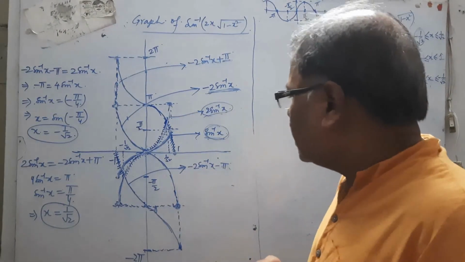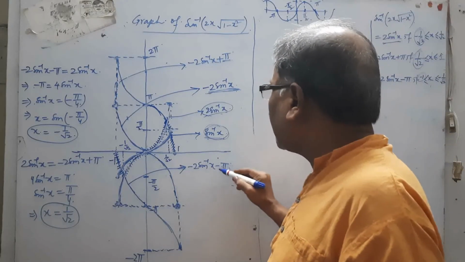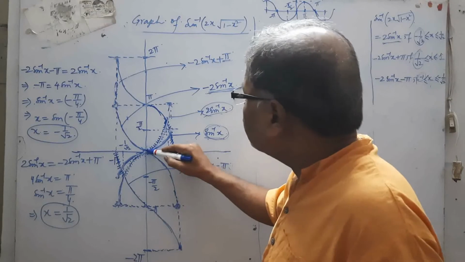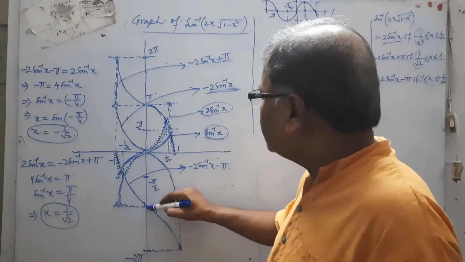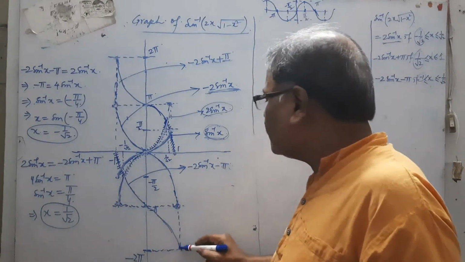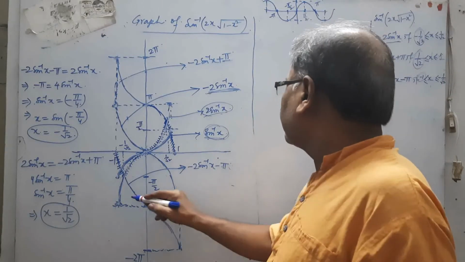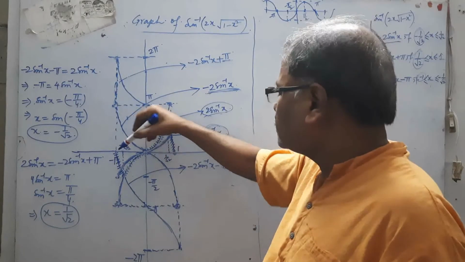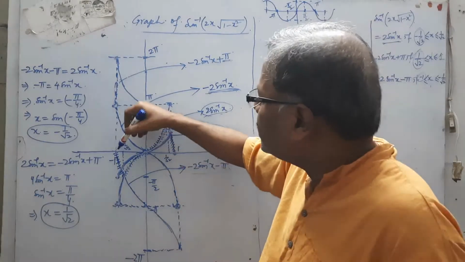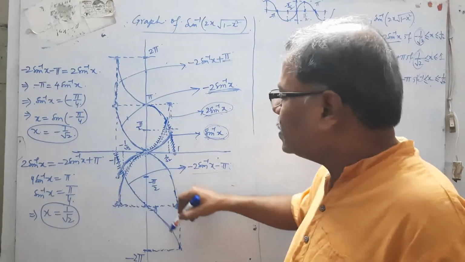Alright. Now next thing you see, if minus pi is added to this minus 2 sin inverse x, that means this point will be shifted minus pi places down, and this point will be shifted minus pi places down over here at minus 2 pi, and this point will be shifted over here. So your final curve for the minus 2 sin inverse x minus pi will be this much. I hope you all are getting the point.